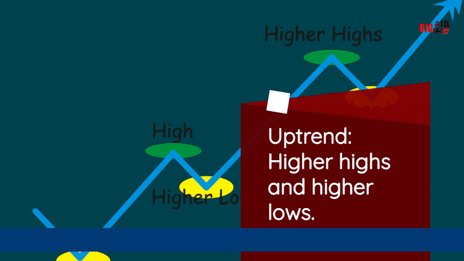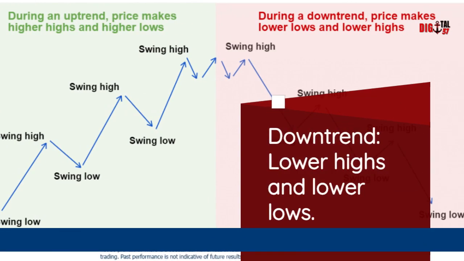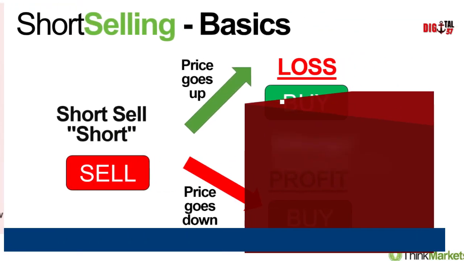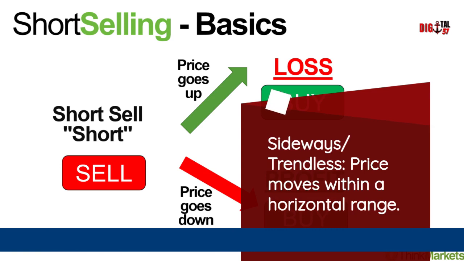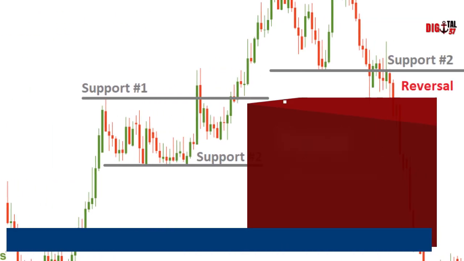Uptrend, higher highs and higher lows. Downtrend, lower highs and lower lows. Sideways, trendless, price moves within a horizontal range.